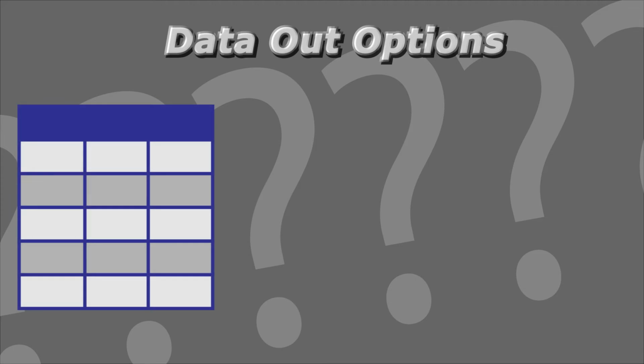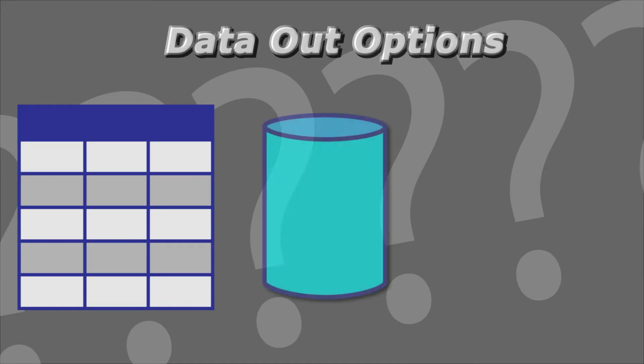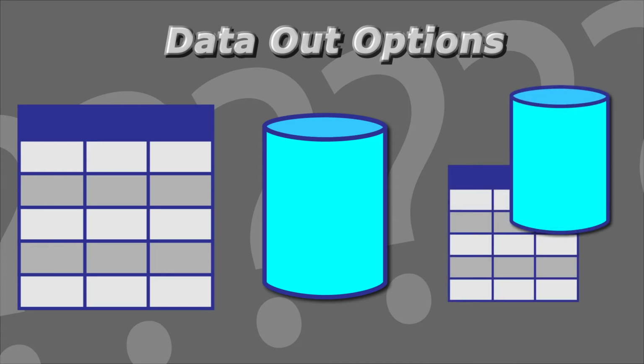A table, that's what we did at the end of Part 2. We output our processed data in a new table. The data model. Power Query doesn't automatically put the data in the data model. You have to ask it to do so. Both. You can put the data into a table and into the data model at the same time.